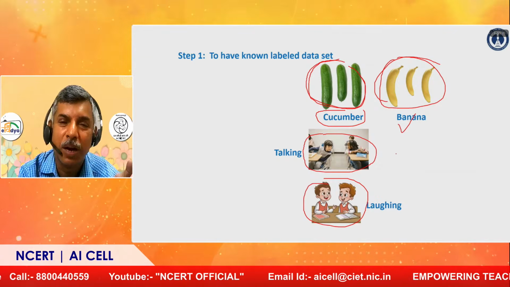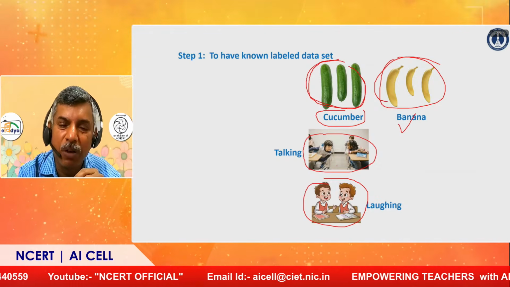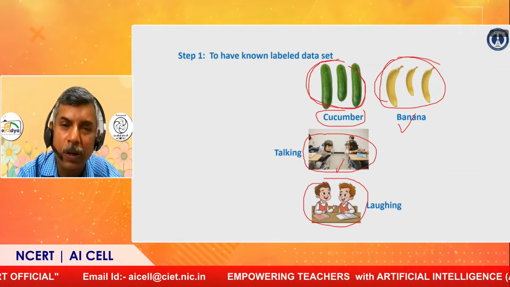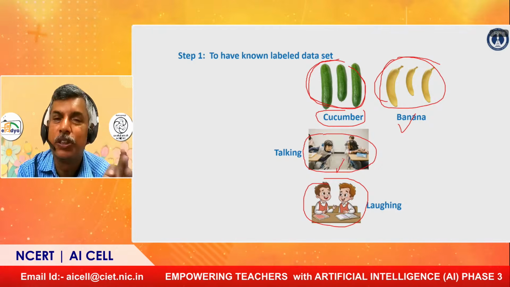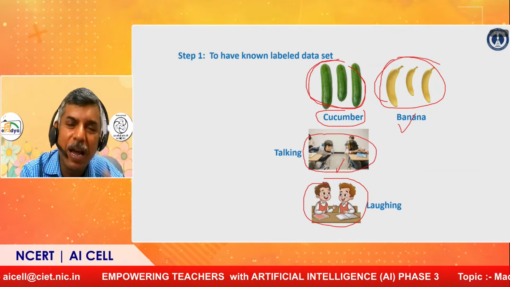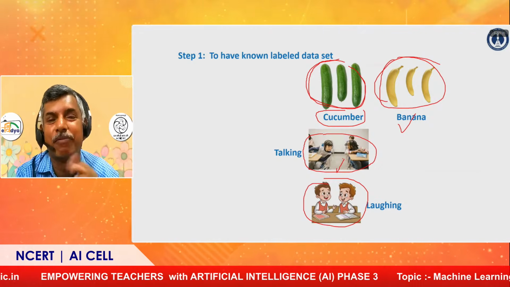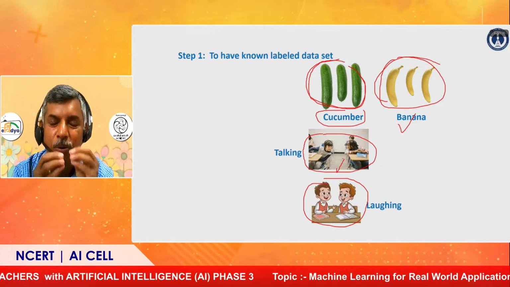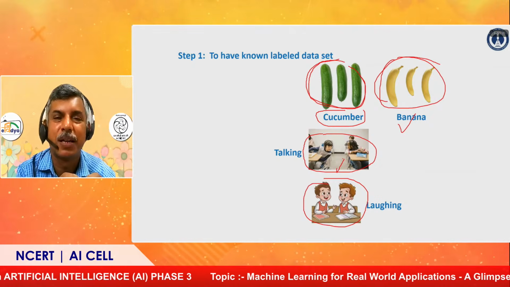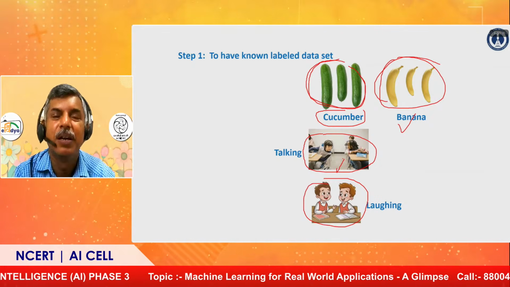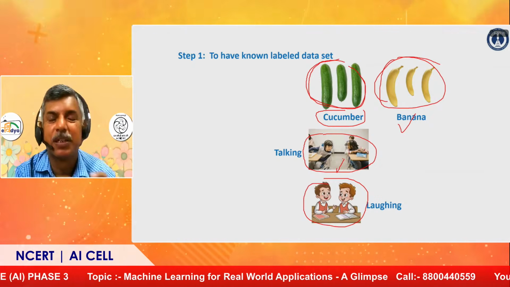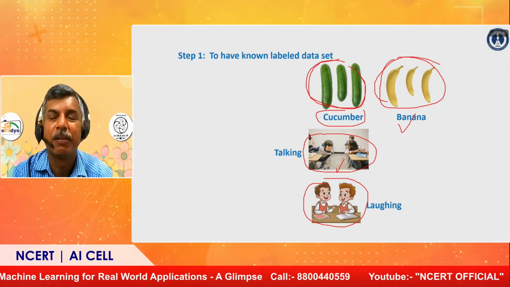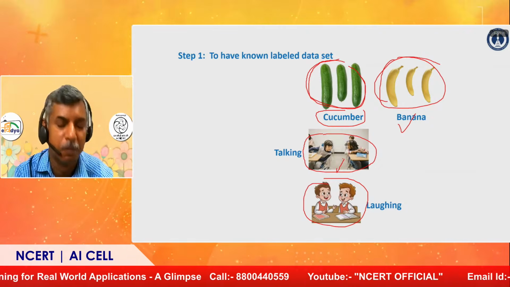Suppose my duty is to classify talking inside the class. I need to have so many talking examples and so many non-talking examples. Suppose this is for laughing. I need so many laughing examples and so many non-laughing examples. So this is what is called labeled data. We need to know whether this is a talking example or a non-talking example, whether it's a laughing image or a non-laughing image. Like that, we need labeled data to make a machine learning model learn.